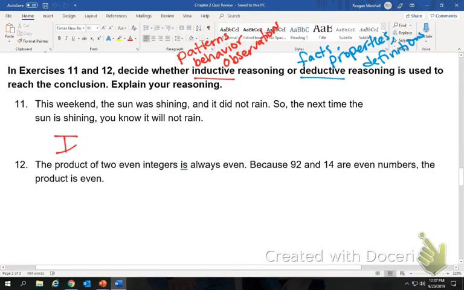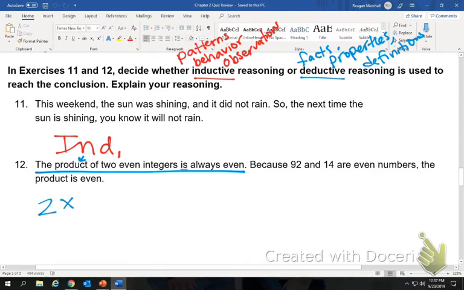You need to explain why. So you'd say inductive because it's based off of a pattern or based off of an observation. Number 12 says the product of two even integers is always even. So it's saying this as a fact. What does product mean? The multiplication of two even integers is always even.